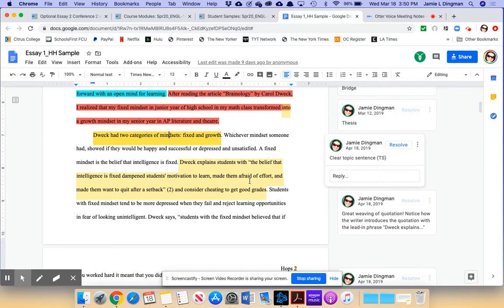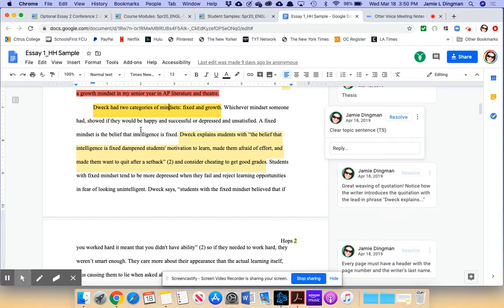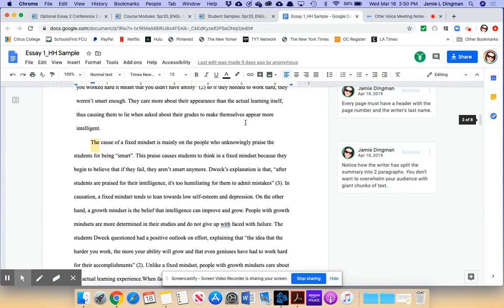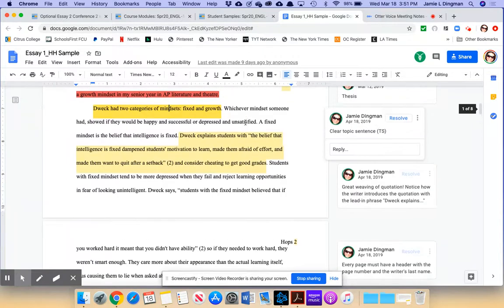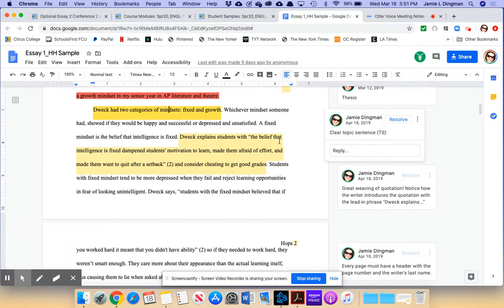So keep that in mind. Coherence matters also. So we can see that this paragraph is going to be an explanation of fixed and growth mindset. So let's take a look at her summary section. Whichever mindset someone had showed if they would be happy and successful or depressed and unsatisfied. Okay, so I'm seeing a good connection.